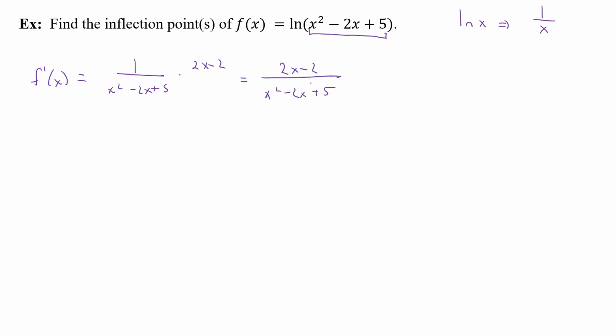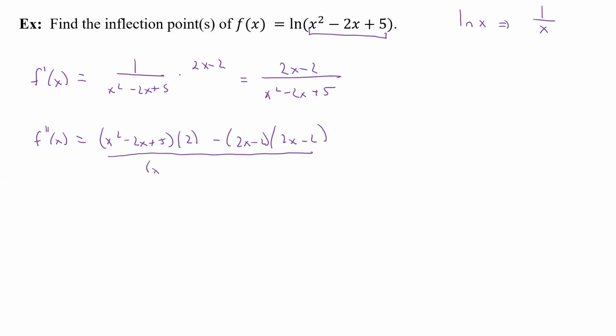All right, so now we have that for our first derivative. Now for our second derivative, what do we have? Well, now we've got a quotient rule we have to do. So we have the bottom, which is x squared minus 2x plus 5, times the derivative of the top, which is just 2, minus the derivative of the top, which is 2x minus 2, times the derivative of the bottom, which is 2x minus 2, all over the bottom squared.